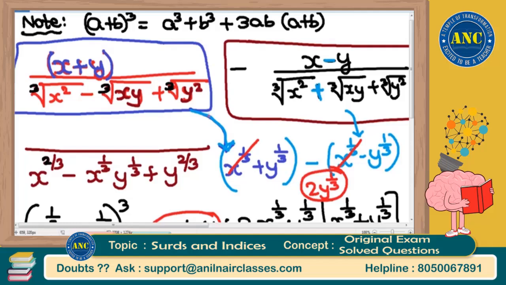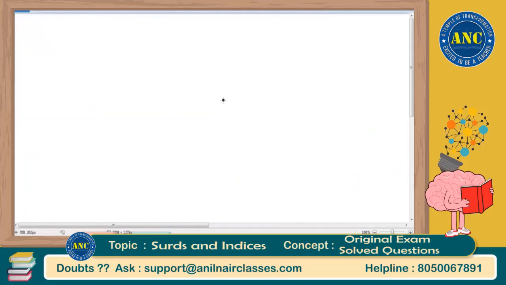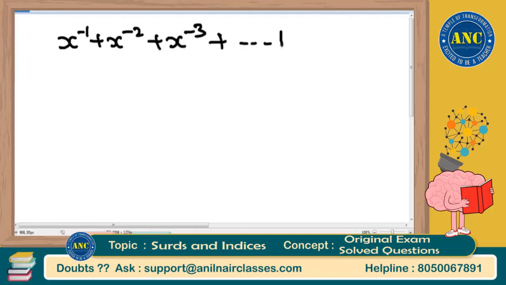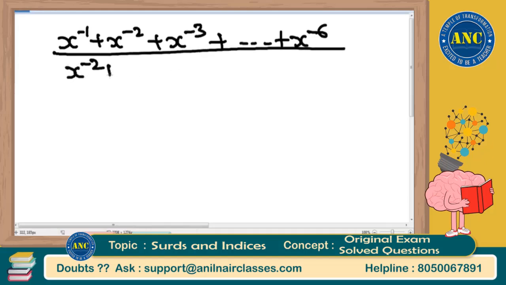Varun Sai, Varun, this is for you. I am taking the previous question so you can understand what we solved in our previous question if the denominator changes. Now listen carefully, Varun. I am writing it in terms of x. So it is x power minus 1 plus x power minus 2 plus x power minus 3, whole thing till x power minus 6, divided by x power minus 2 plus x power minus 3 plus x power minus 4 till x power minus 7.